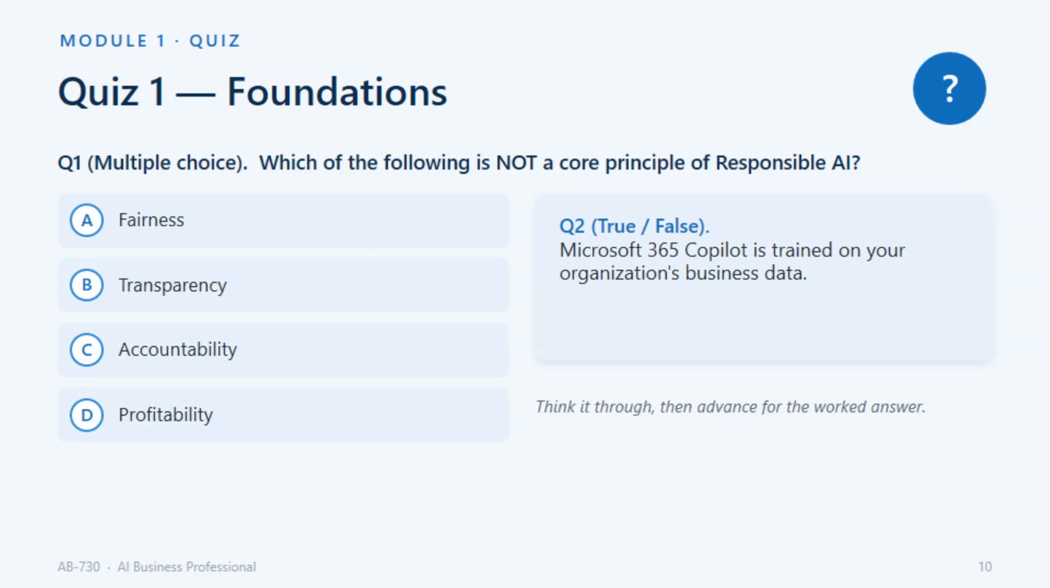Quiz time! Question 1. Which of the following is not a core principle of responsible AI? Question 2. True or false? Microsoft 365 Copilot is trained on your organization's business data. Answer these before moving on to the explanations.